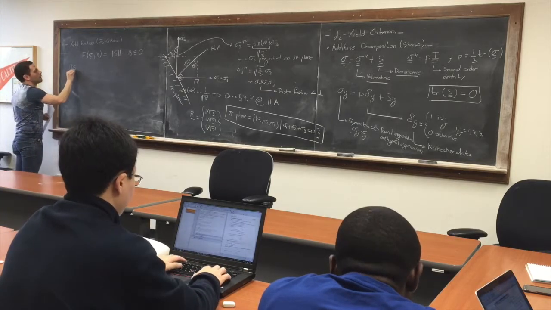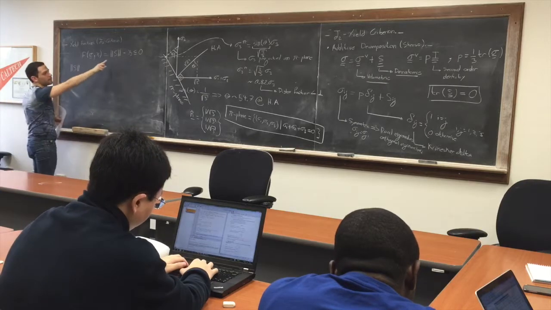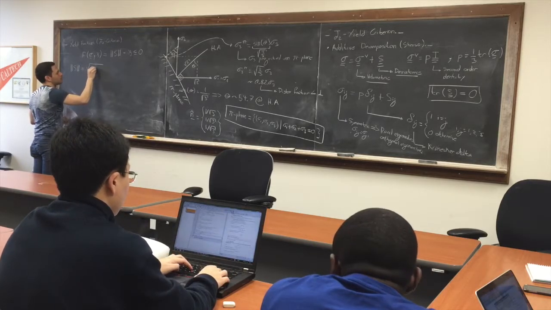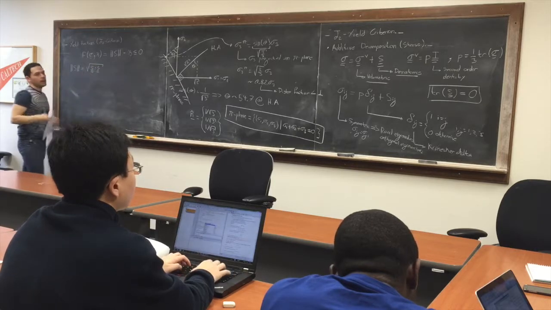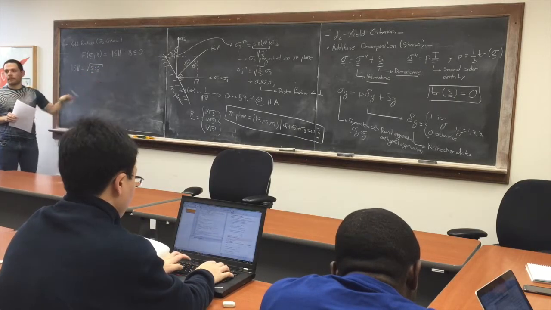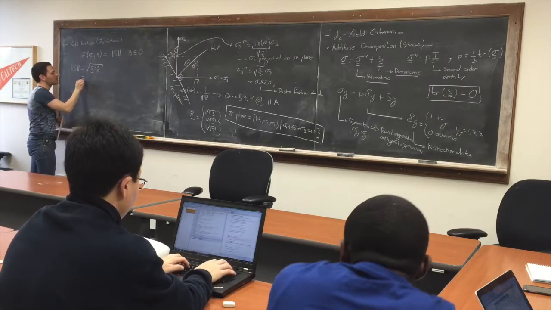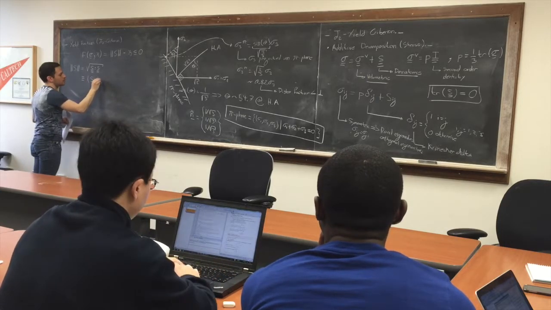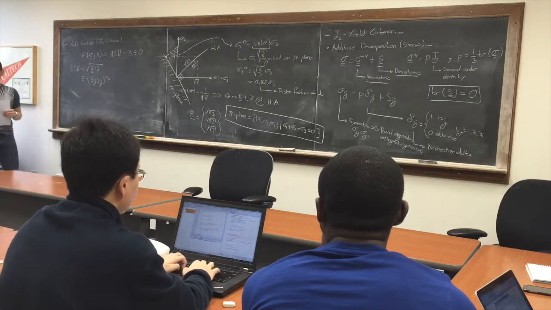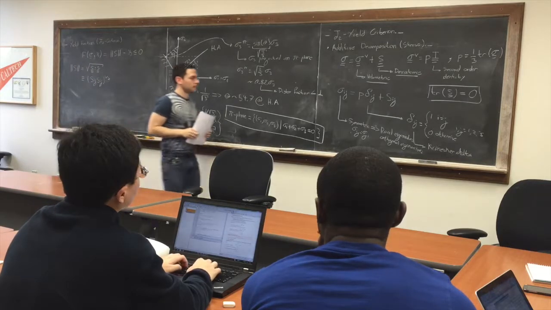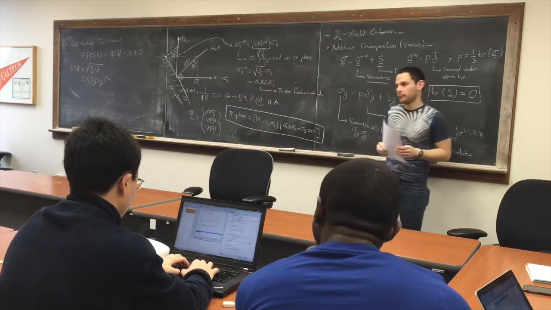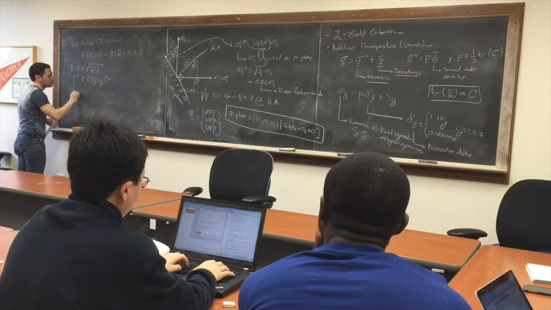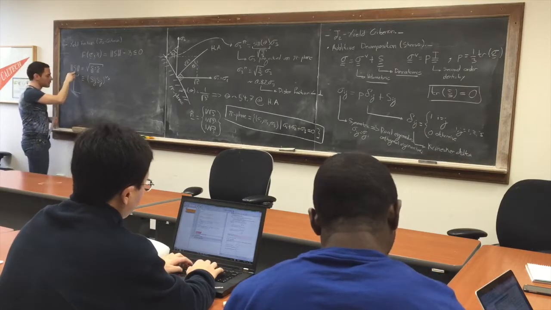So S, the L2 norm of the deviatoric part of the stress, is the square root of S double contracted with itself. And this double contraction in index notation means Sij Sij. And this norm of the deviatoric part of the Cauchy stress is an invariant.